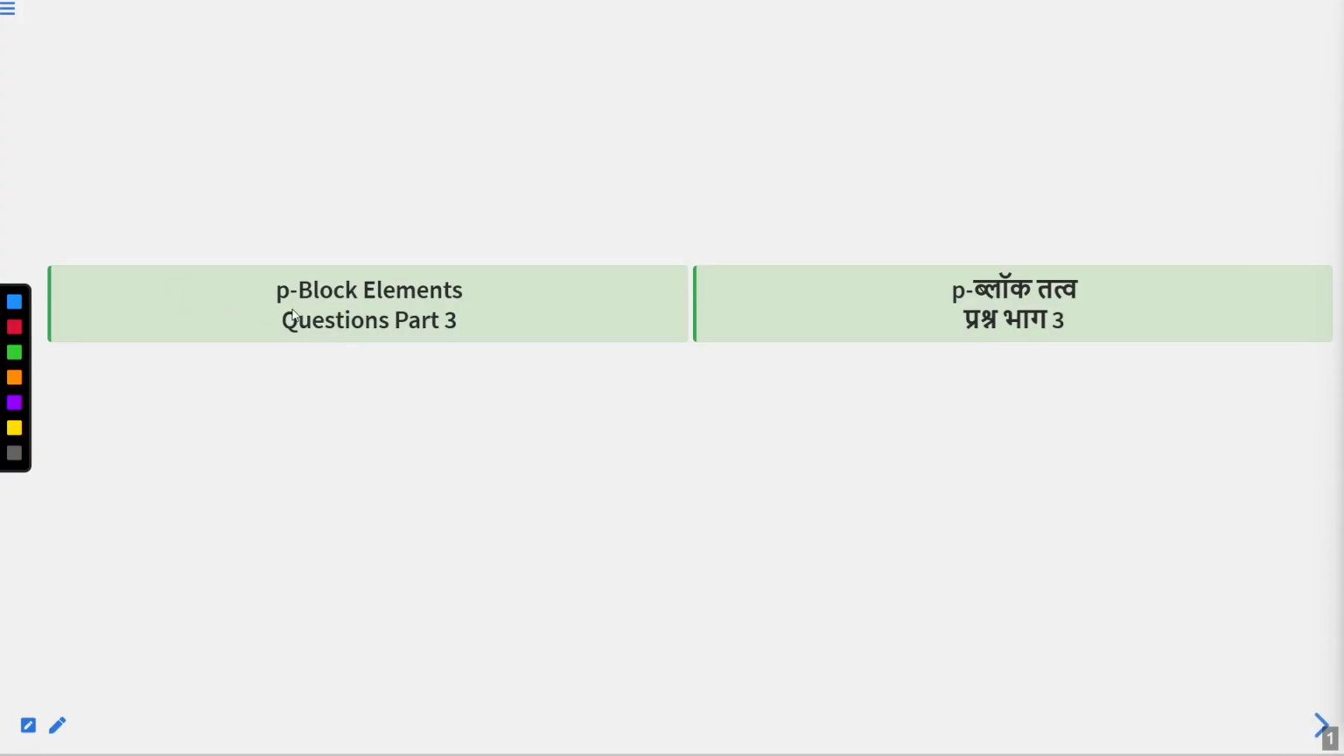Hello everyone. Today we are going to see some practice questions from the chapter p-block elements. This is part 3. Let's start.